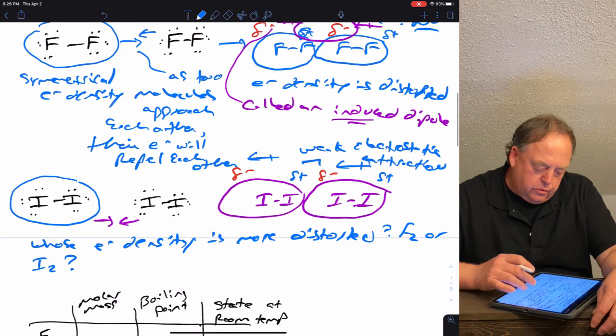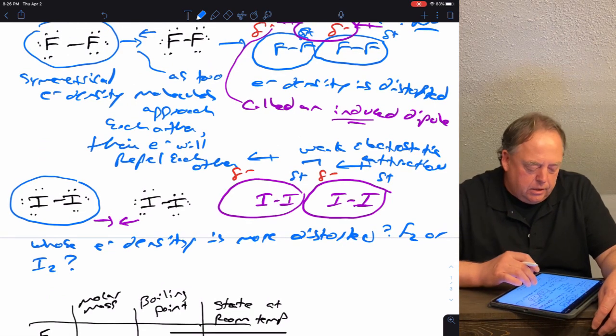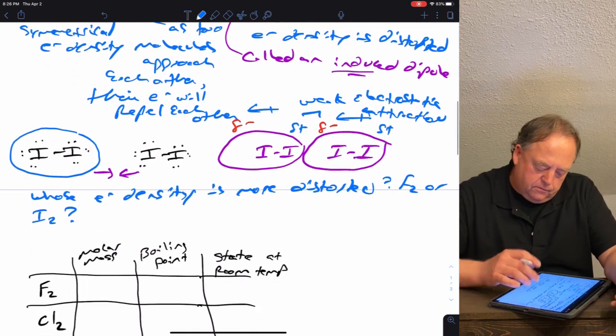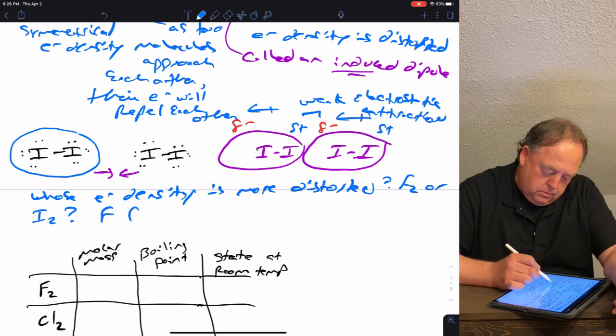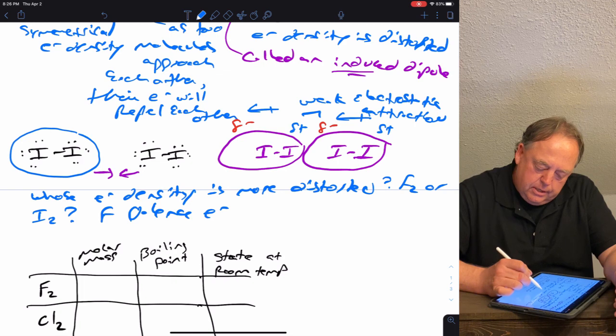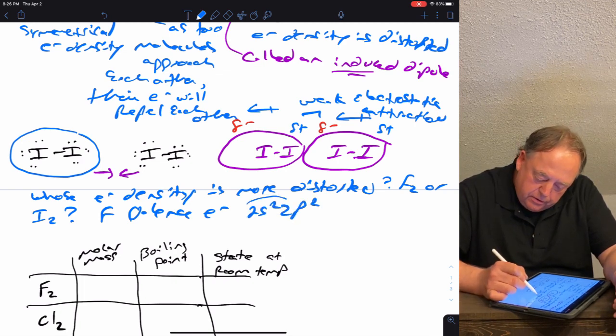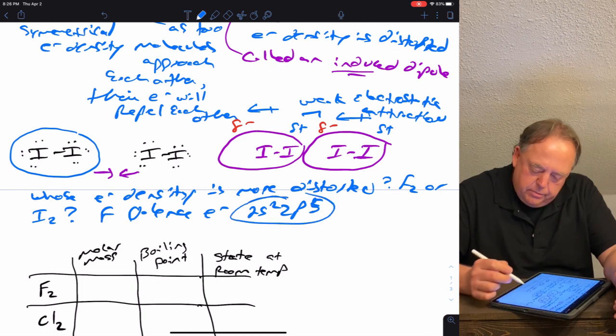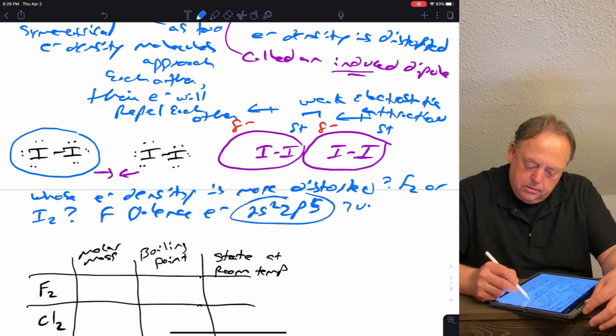So these dots and the bonds that were shown are the valence electrons, right? For fluorine, its valence electrons are 2s2, 2p5. That would be its 7 valence electrons.